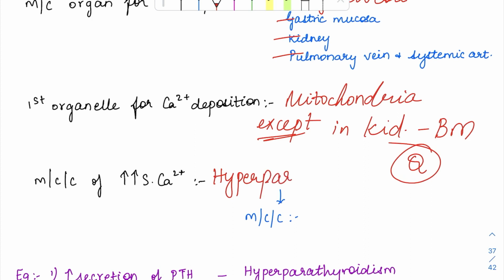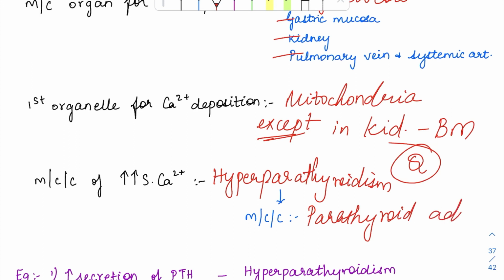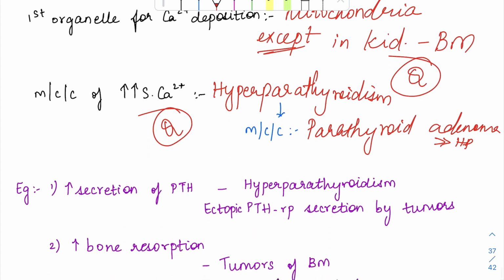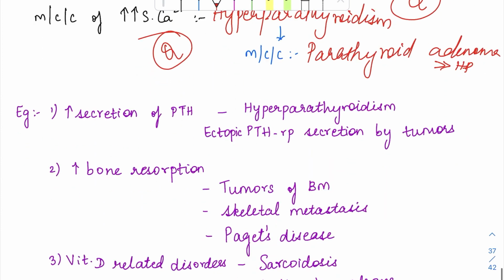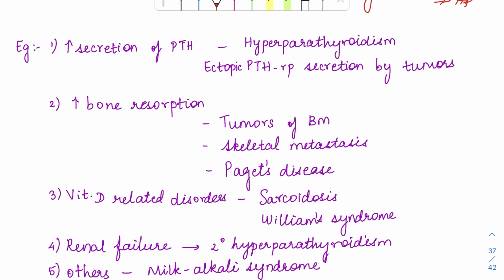The most common cause of this elevated serum calcium will be hyperparathyroidism, and this hyperparathyroidism can be a result of parathyroid adenoma or hyperplasia, but more of a parathyroid adenoma. So all of these can be asked as MCQs. Most common cause of elevated serum calcium is hyperparathyroidism caused due to parathyroid adenoma more than hyperplasia. So let's see examples of metastatic calcification.